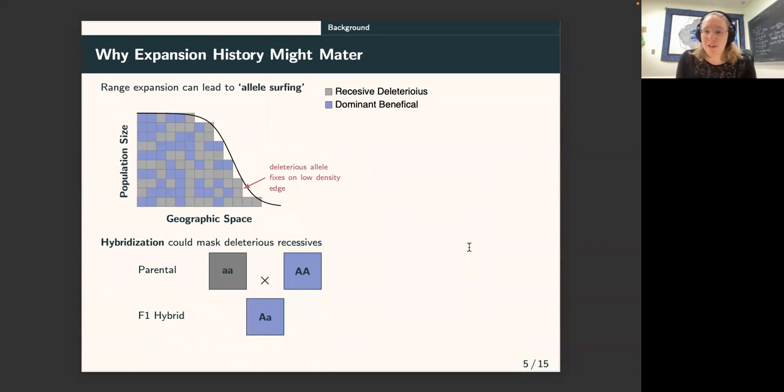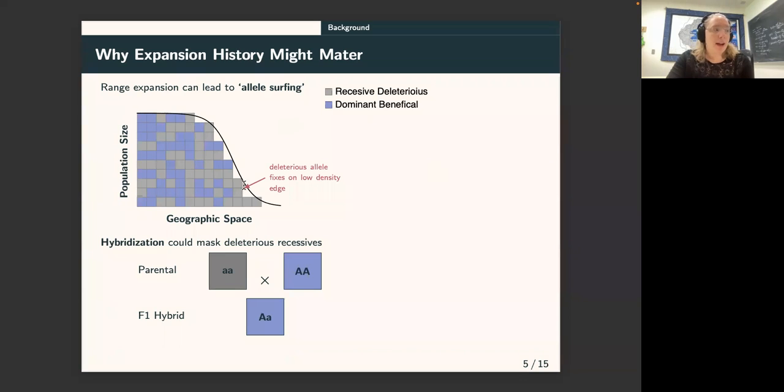So why might we think that range expansion would be important? Well, as we're all really familiar with in this room, range expansion can lead to gene surfing, or what I call allele surfing, where one allele can fix on the range edge, even if it is deleterious. All types of alleles will surf: beneficial alleles, neutral alleles, and deleterious ones, but we might be particularly interested in recessive deleterious alleles because of how common they are in the genome.